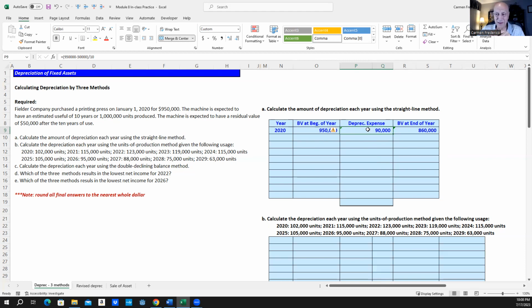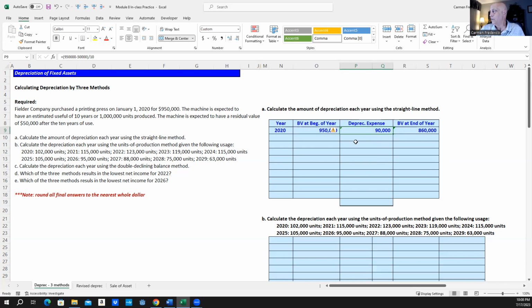So it gives the reader of the financial statements a pretty good idea of how old the asset might be. Because if they see a cost on the books of $950,000 and depreciation of $900,000, they're going to say, "Oh, this asset's pretty much fully depreciated." Well, it's getting old. If you see $950,000 and only $50,000 of accumulated depreciation, you're going to see on the balance sheet that this asset is fairly new.